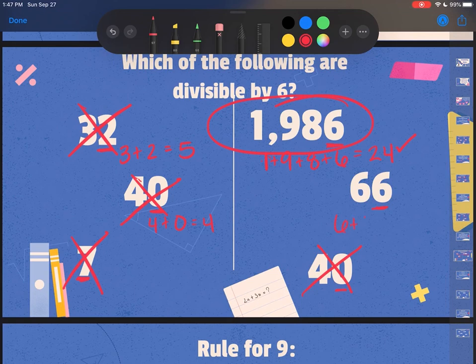Let's try 66. I've got 6 plus 6. 6 plus 6 is 12. So let's skip count by 3. 3, 6, 9, 12. So 12 is a multiple of 3, which means 66 is divisible by 3. So since it's divisible by 3 and 2, it is divisible by 6. So the only two numbers that were divisible by 6 were 1,986 and 66.